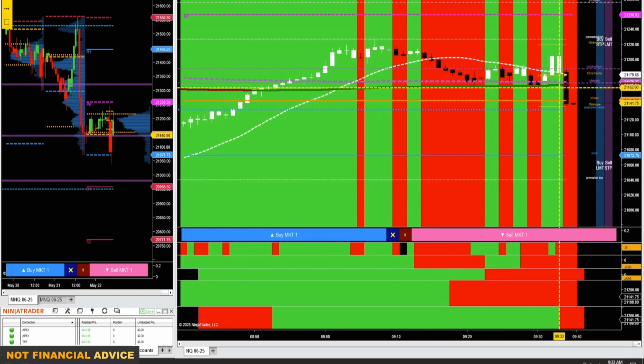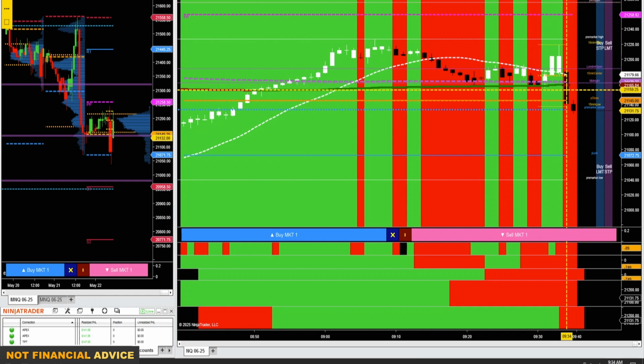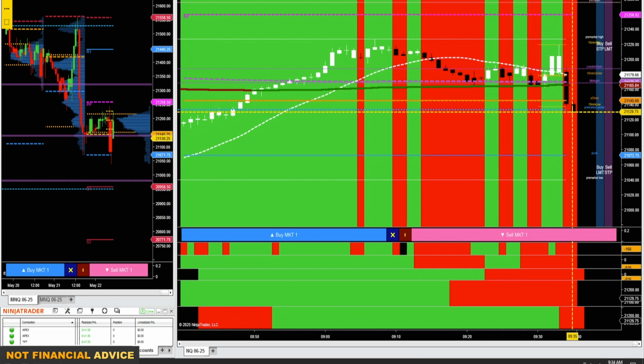Just got into a short. We rejected pretty hard and fast. Everything was turning red. When we started pushing below VWAP, got into a short looking to test yesterday's close. After pushing below VWAP, we've just popped down 30 points.